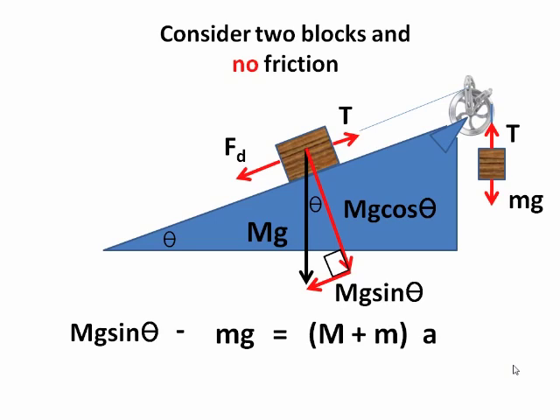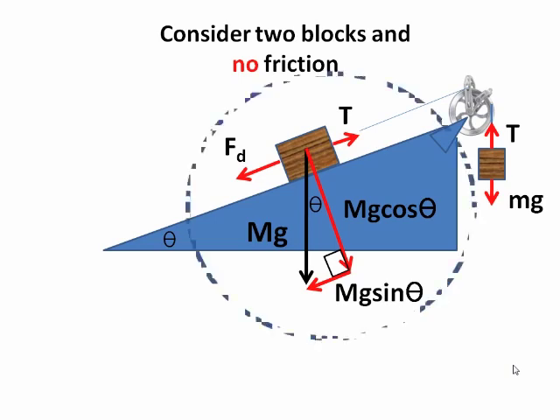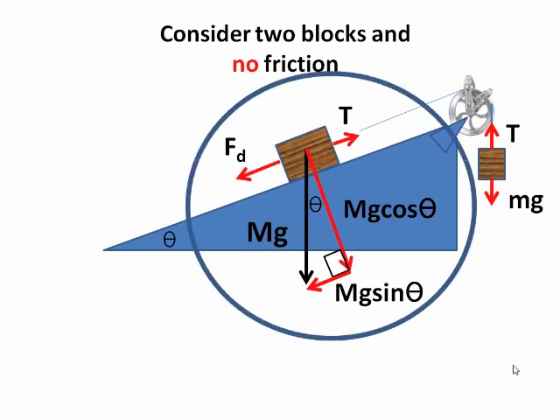Now let's get two more equations by looking at each block in turn. We'll isolate large mass M. Now we need an F net equals ma equation for this. Well, the larger force is Fd, and we subtract the smaller opposing force on that individual block, T. So the net force is Fd minus T equals Ma.